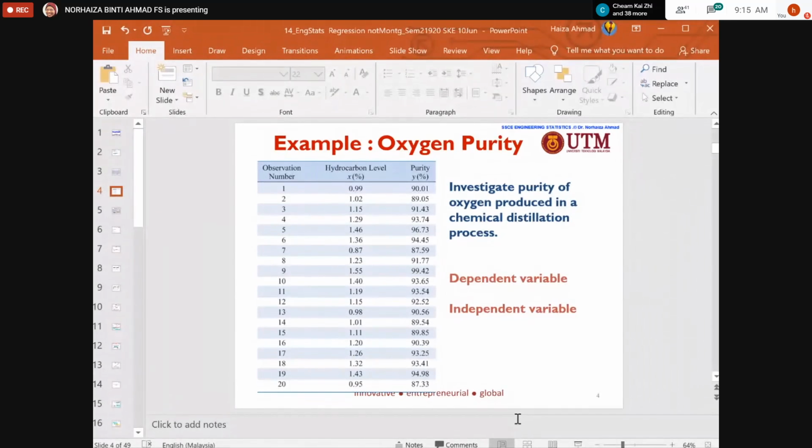Now, in an exam setting, sometimes they will tell you which one is the independent or the dependent variable, but sometimes you can know from the equation, which later we will look at, which one is your independent and which one is your dependent, and also sometimes from logic.